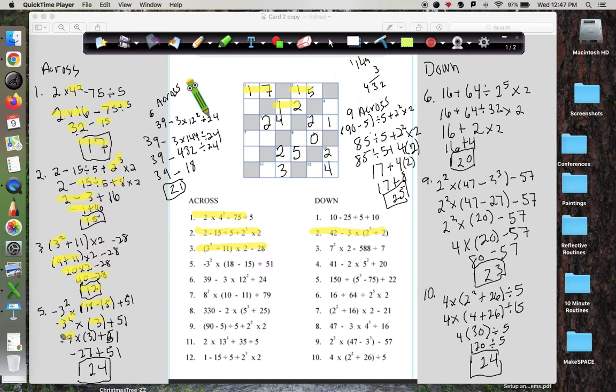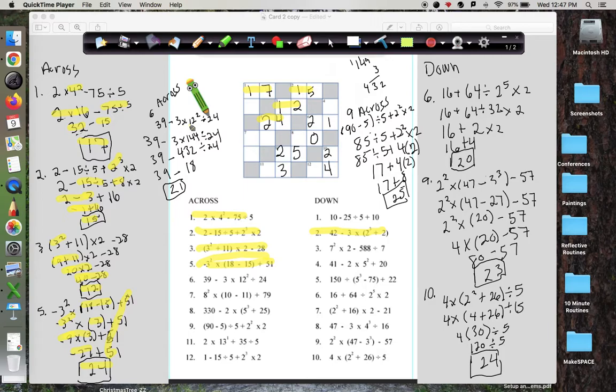Notice how there's no parentheses, so it's the opposite of 9. And then I'm going to do -9 times 3. I get -27. -27 combined with the 51 is 24. Notice how that 51 just kept getting copied all the way down until we used it at the end. So 5 across is 24.